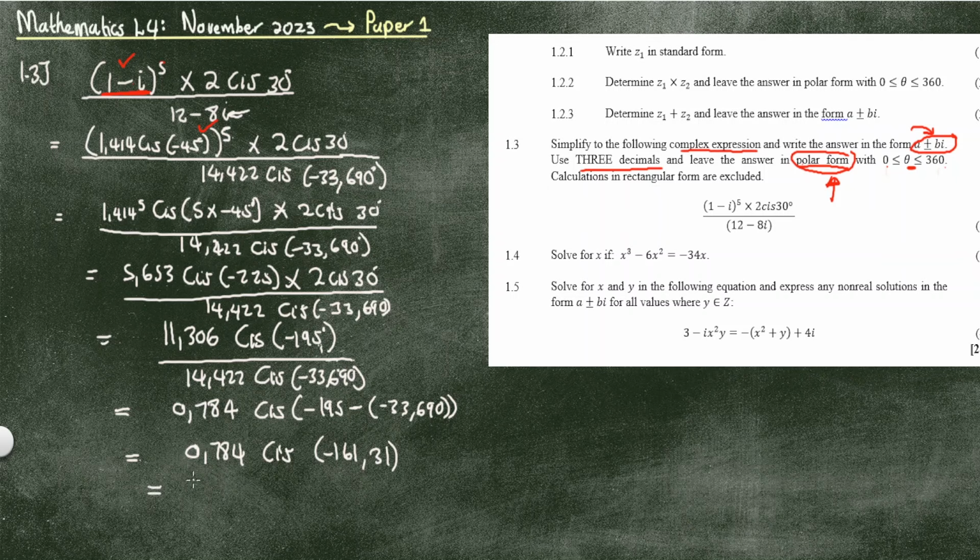So the answer is 0.784 cis of 198.69 degrees. This is gonna be our final answer.